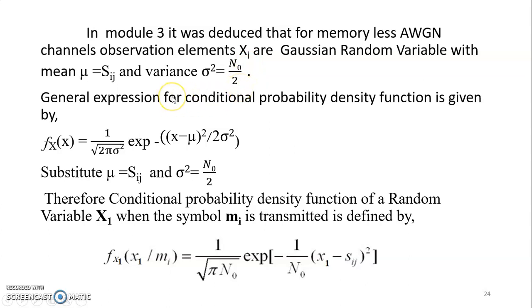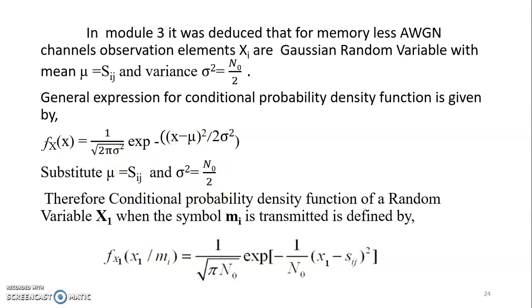So we have to calculate the probability of error. For that, we have to first calculate the conditional probability density function. The general expression for the conditional probability density function is given by fX of x equal to 1 by root of 2 pi sigma square, e raised to minus (x minus mu) the whole square divided by 2 sigma square. Here we are substituting mu and sigma square as Sij and N0 by 2.